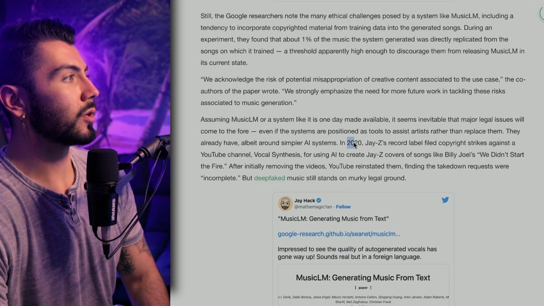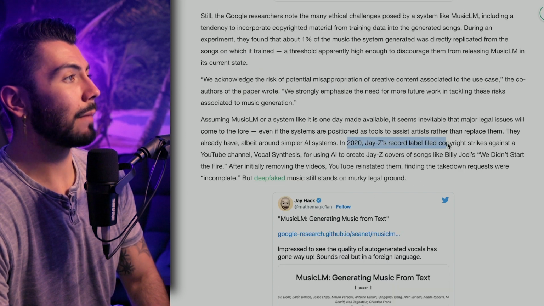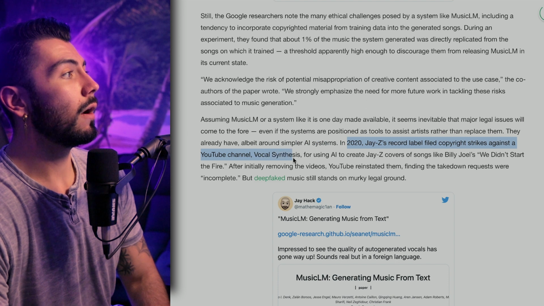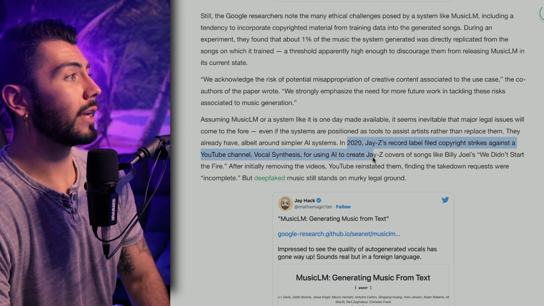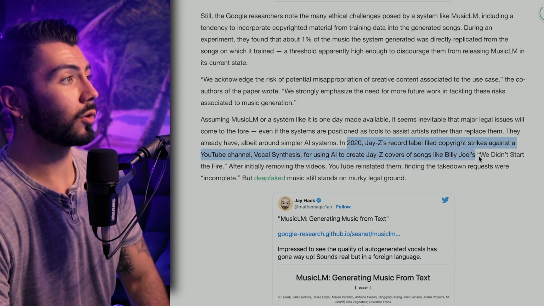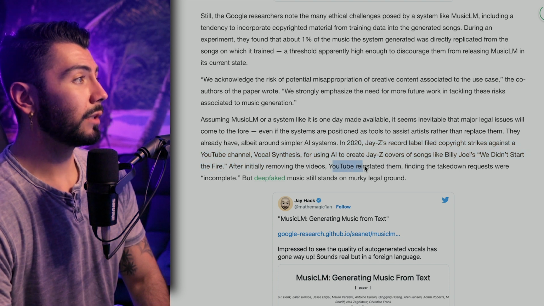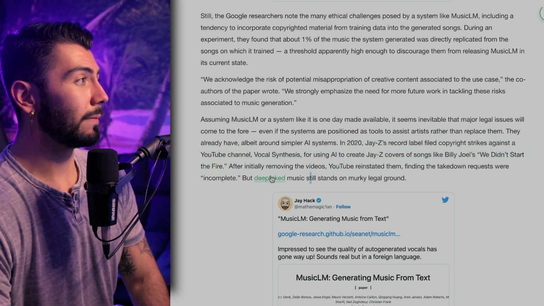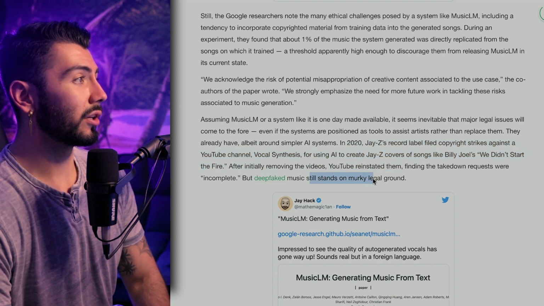Yeah, right here. Okay, so in 2020, Jay-Z's record label filed copyright strikes against a YouTube channel, Vocal Synthesis, for using AI to create Jay-Z's cover of songs like Billy Joel's We Didn't Start the Fire. Now, YouTube did reinstate them, but artificial intelligence deep-faking music is still murky legal ground. And I'm sure that Google is well aware of that problem and is trying to find some workarounds possibly. I'm not quite sure. I don't work at Google.